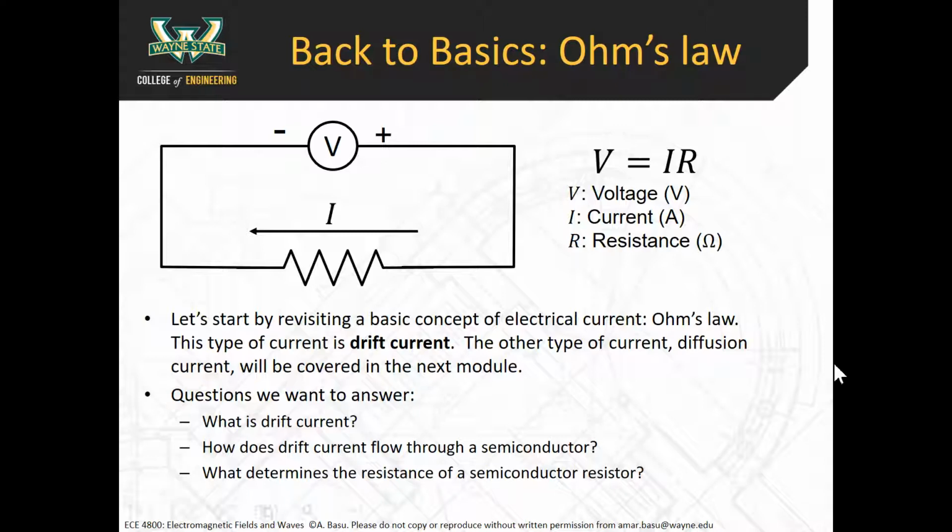So when we're talking about Ohm's law, we're talking about a specific type of current called drift current. For those of you who have taken semiconductors, you know that there's a second type of current called diffusion current. We are not going to be talking about diffusion current in this class. Okay, so all the currents that we're talking about here are due to electric fields, is drift current. So the questions we want to answer right now are: what is drift current? How does it work? How does drift current flow through a semiconductor or a conductor? What determines the resistance of a material?